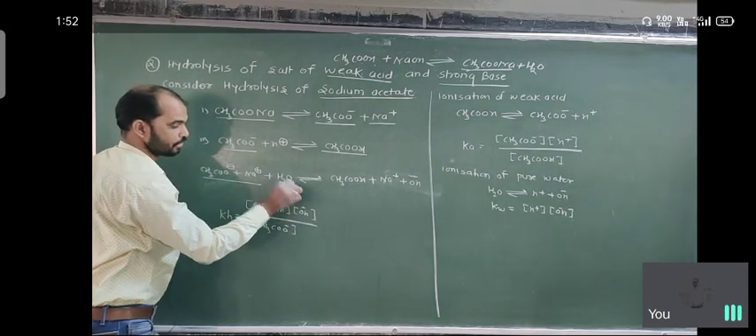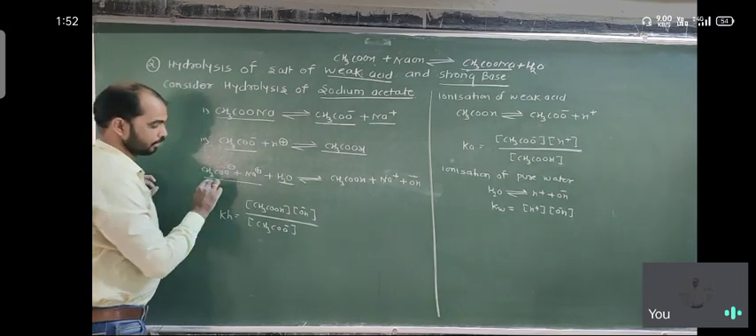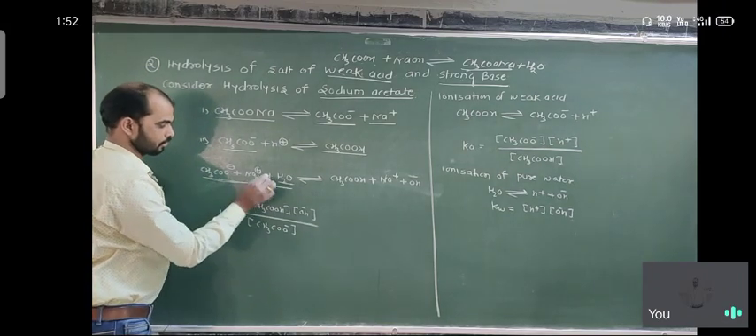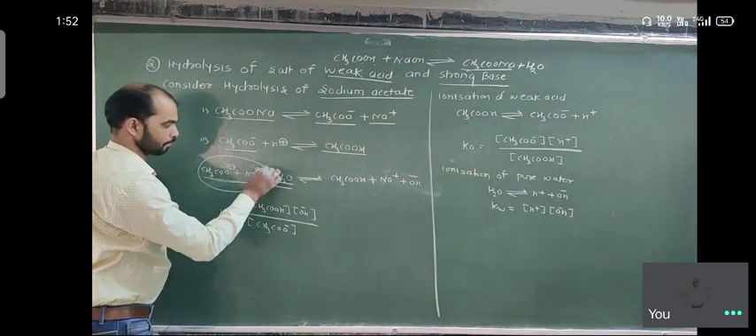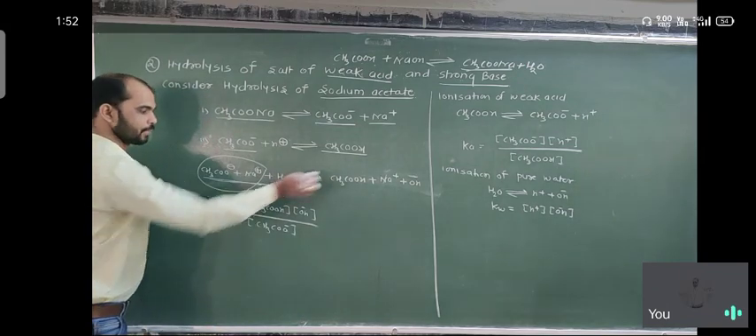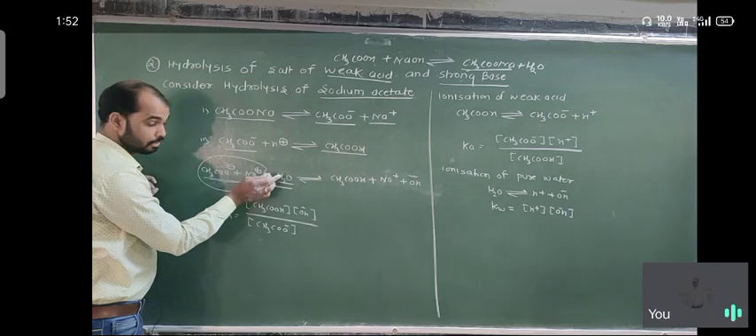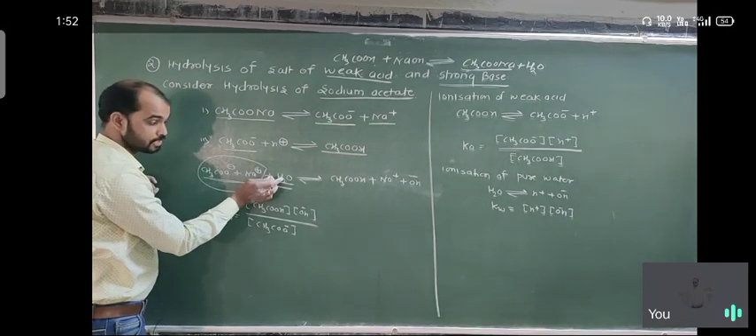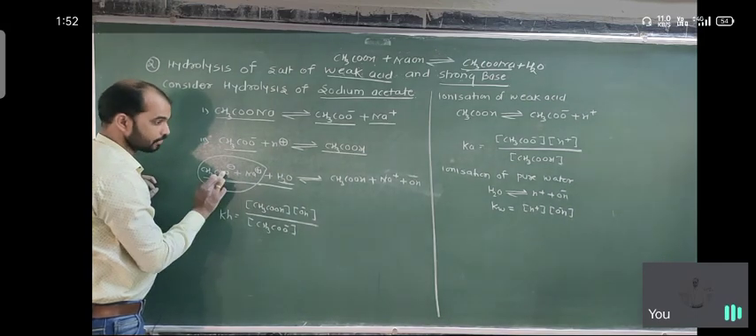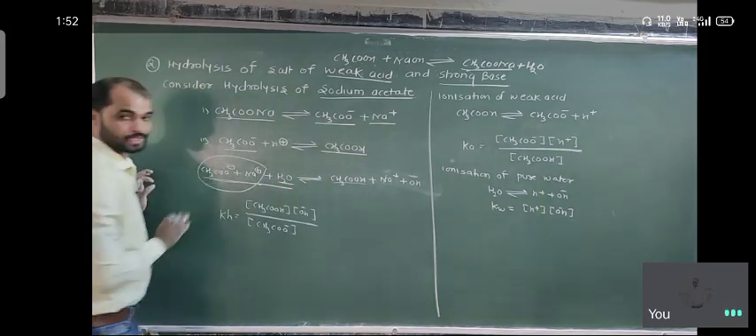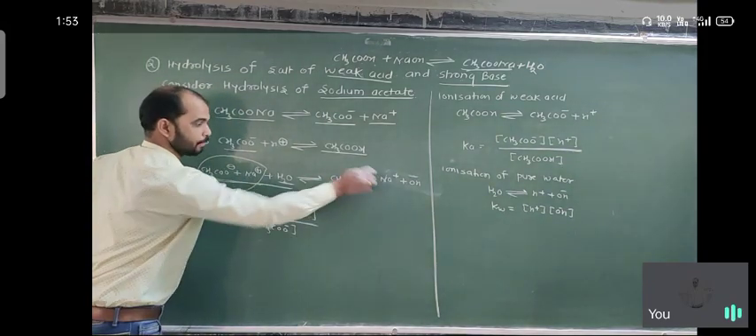So we add water here. This is the hydrolysis. Salt plus water. What happened? This anion accepts the H plus from this water and converts into acetic acid. Okay, Na plus is there.